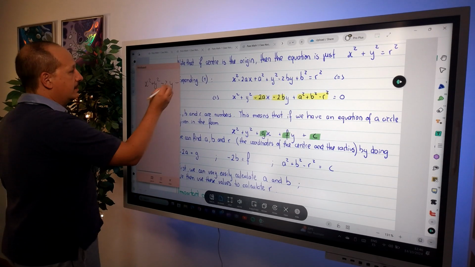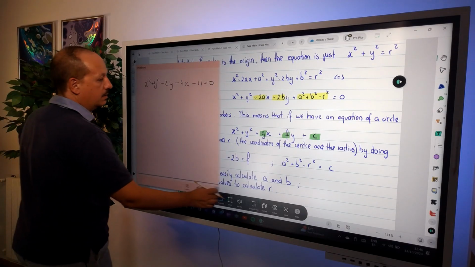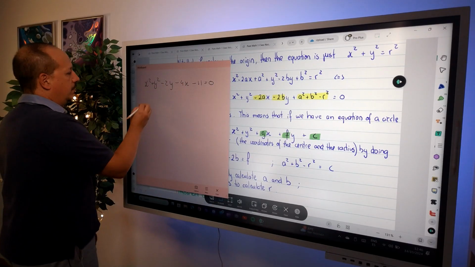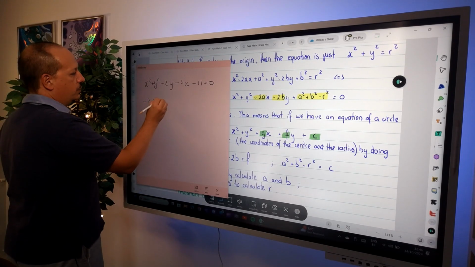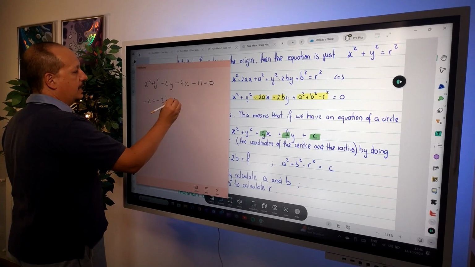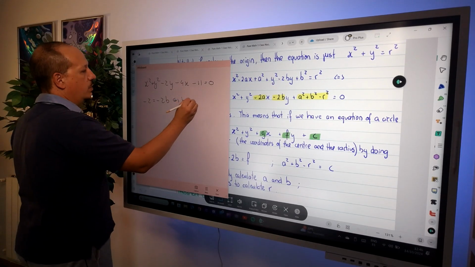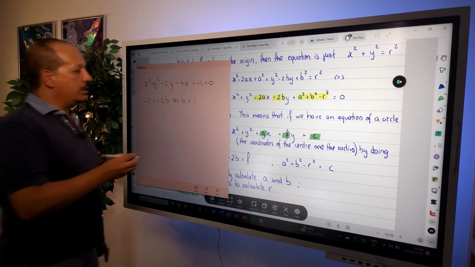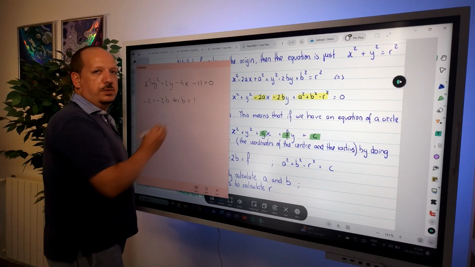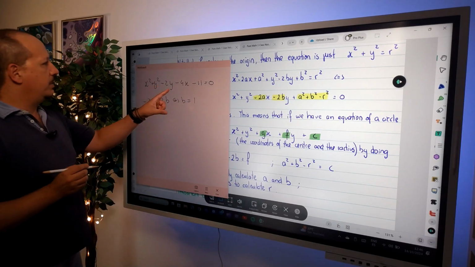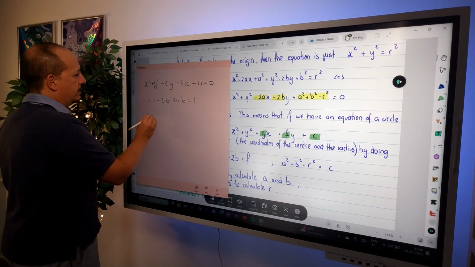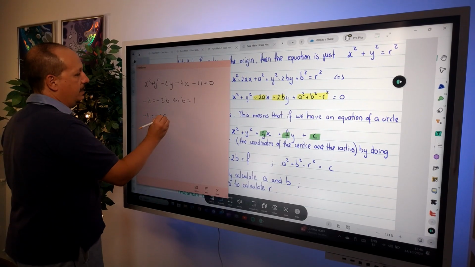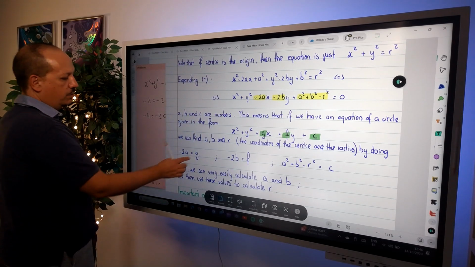So I know that minus 2 is going to be equal to minus 2b, which means that b equals 1. So I already know the y-coordinate of the circle. B is 1. Can do the same thing for the x. So I know that minus 4 is equal to minus 2a, as you can see over here.